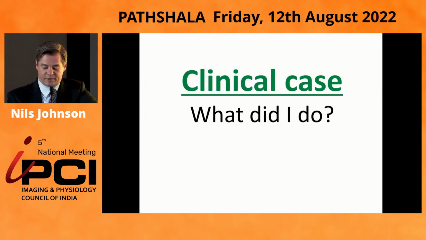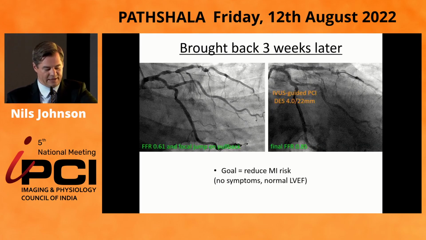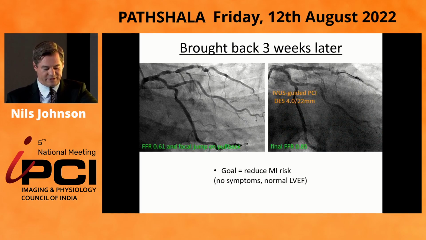So I want to finish by going back to this case. As you recall, it was a gentleman who had an RCA thrombotic occlusion. In this case, at the end of it, before I took him off the table, I just quickly popped over and measured the FFR of 0.62 in the LAD. I decided to defer because the emergency department had done a CTA for pulmonary embolism, and so he had had a fair contrast load already that day. And so I brought him back 3 weeks later, and when I repeated it, it was 0.62 on the day, 0.61 3 weeks later, so quite stable. I put a nice long IVUS-guided stent in there and got it up to 0.85.